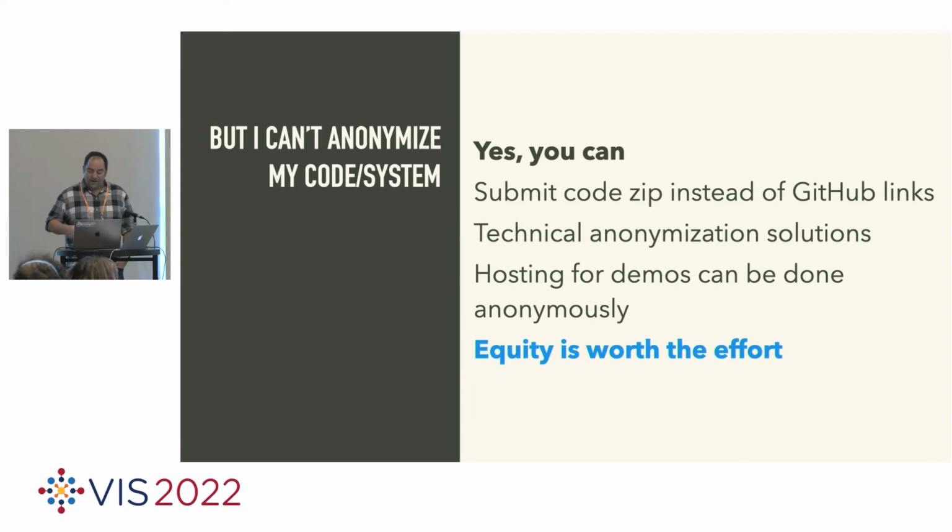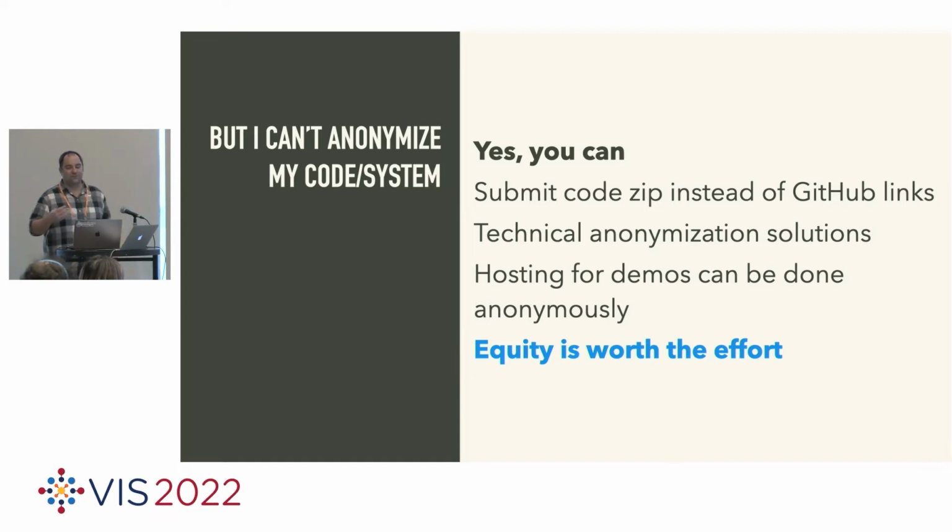Well, you can. It's a little bit of work. You should, for example, submit code as a zip file instead of a GitHub link, right? That is a solution. There's also a technical anonymization solution where you can essentially link a GitHub repository, and it will give you an anonymous version of it. Or we as a conference could take responsibility in this. We could, for example, provide a repository for people to host tools. So there's many different solutions.